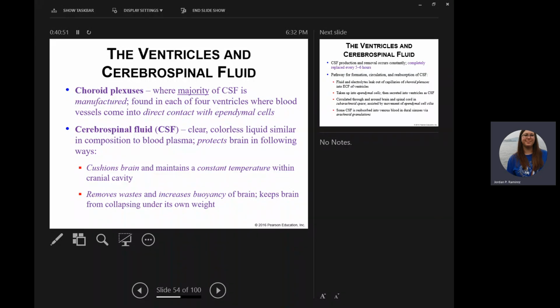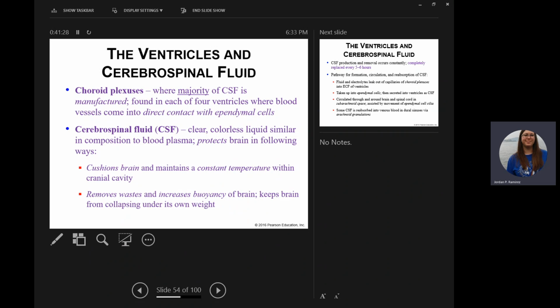Right. Choroid plexuses are where the majority of the cerebrospinal fluid is manufactured. This is found in each of the four ventricles where blood vessels come into direct contact with ependymal cells. And remember, those were the glial cells that are going to be involved in circulating and, to some extent, manufacturing this cerebrospinal fluid. So we talked a lot about the cerebrospinal fluid. Let's talk about what it actually is. So cerebrospinal fluid, or CSF, is clear, colorless liquid, which is similar in composition to blood plasma, which honestly, blood plasma, a lot of it is water.